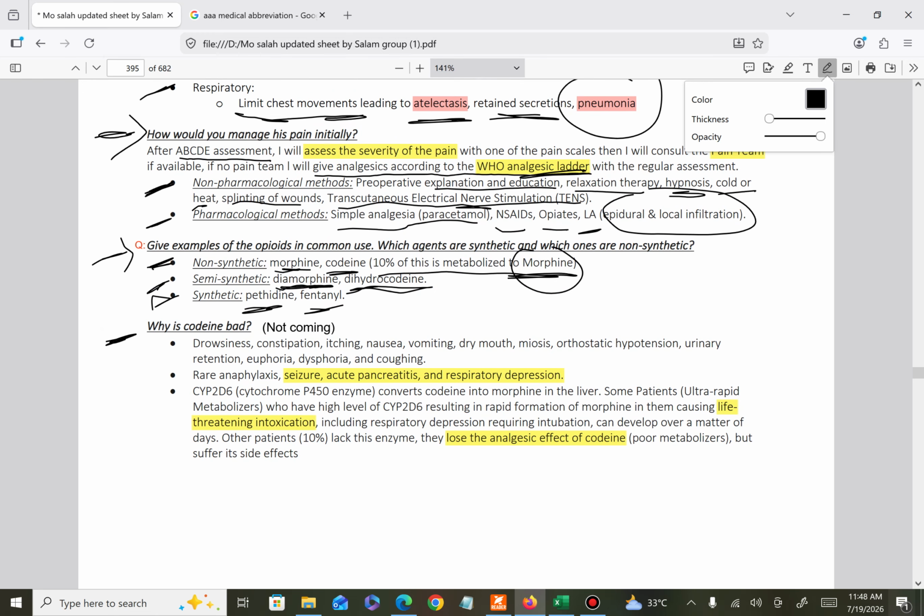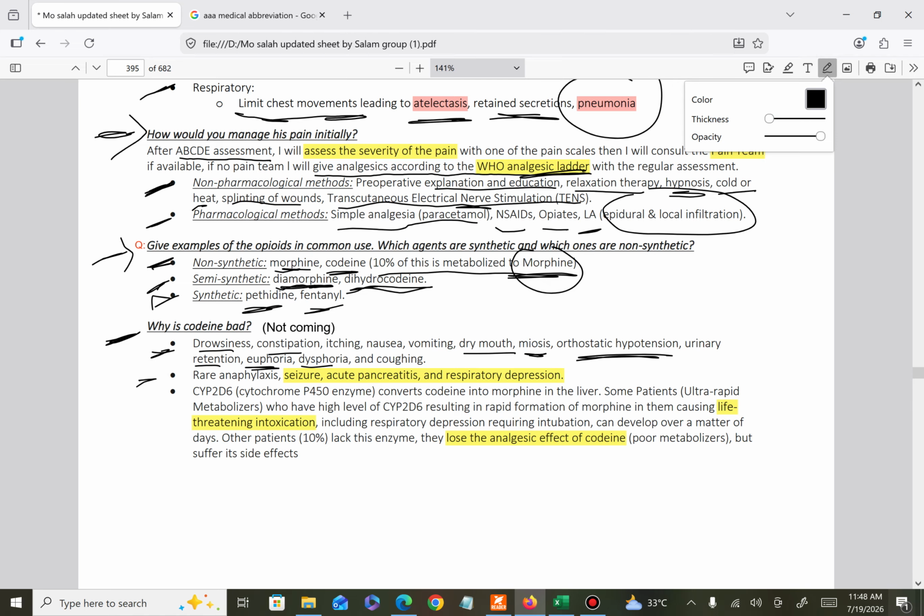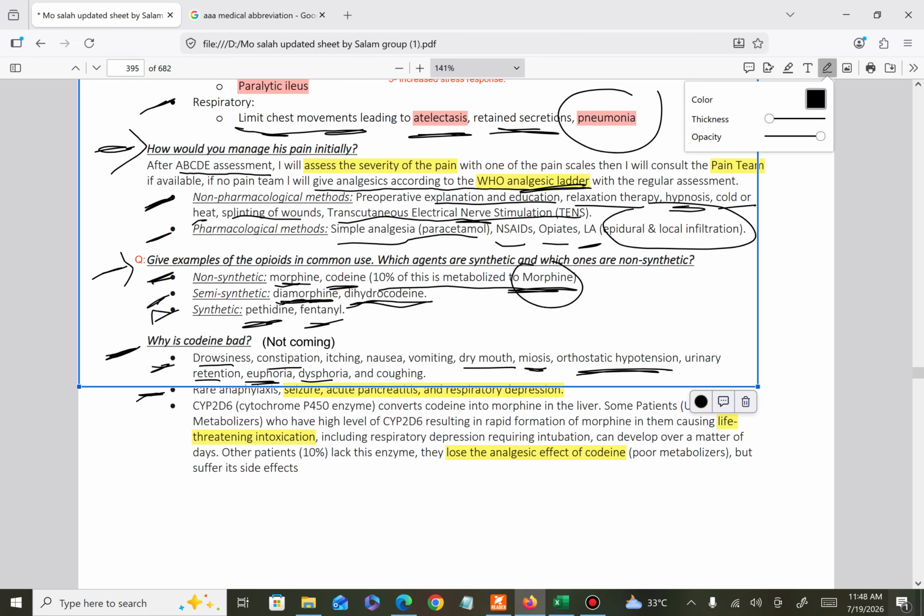Why is codeine bad? Okay, so the harmful effects of codeine: it can cause drowsiness, constipation, itching, nausea, vomiting, dry mouth, miosis, orthostatic hypotension, urinary retention, euphoria, dysphoria, and coughing. Then it can cause the rare anaphylaxis, seizures, acute pancreatitis, and respiratory depression.